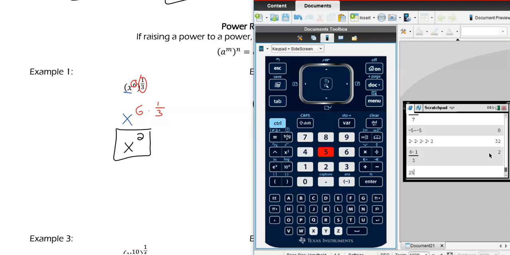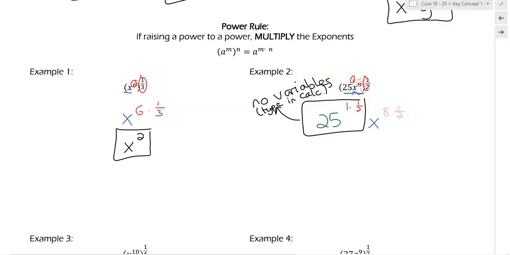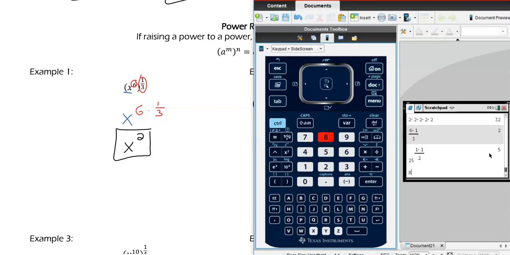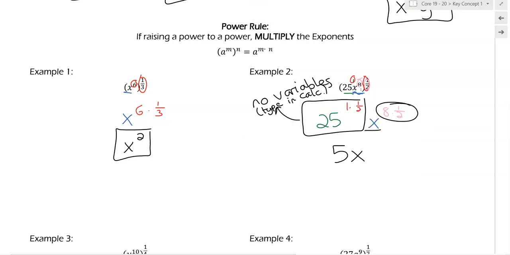So I have 25 to the 1 times 1/2. Nice. Let me get 5. Here's a variable. We cannot type variables in our calculator. This section also has no variables, so I can do 8 times 1/2, which is 4. And those are exponents, so they go here. So we get our answer of 5x to the 4th.